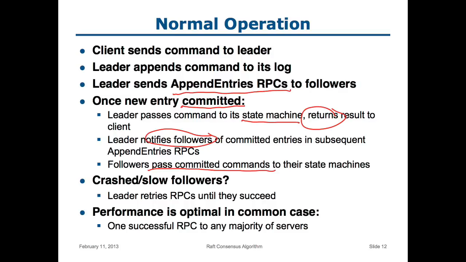In the normal case, all that's needed in order to finish a client command is to get a response back from a majority of the servers. In fact, the fastest machines in the cluster, at which point the leader can immediately execute the command and return the result to the client. So, for example, one slow server doesn't necessarily slow down the clients because the leader doesn't have to wait for that server.